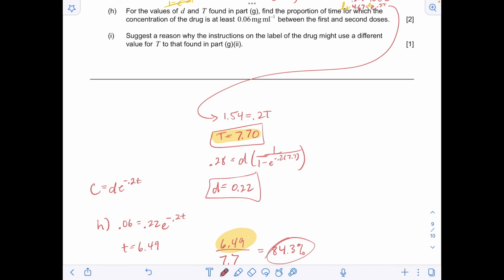So I would answer rounding 7.7 to 8 hours is easier for a patient to schedule doses.